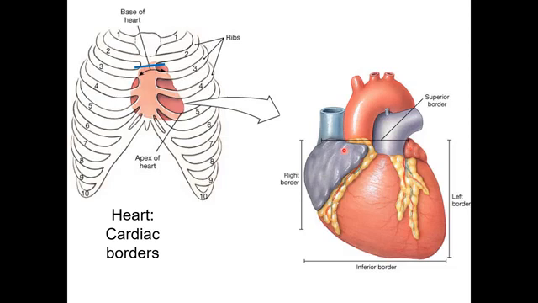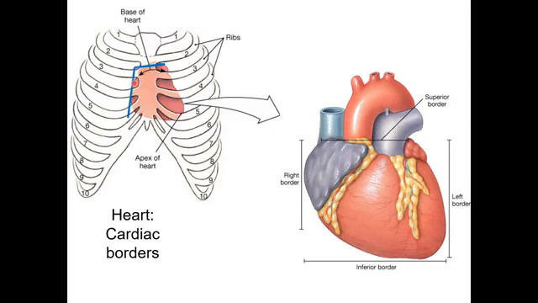The superior border is formed by the atria, right atrium and left atrium, but the atria are hidden behind these two large arteries, the pulmonary trunk and aorta, with the superior vena cava. The right border, we ended here on the right second intercostal space.